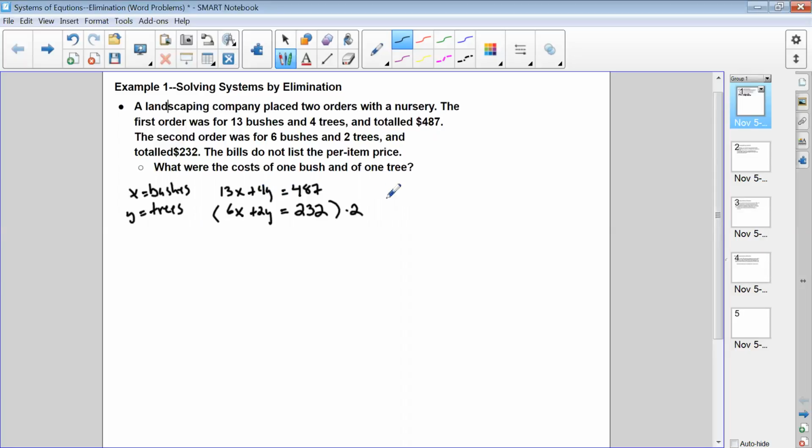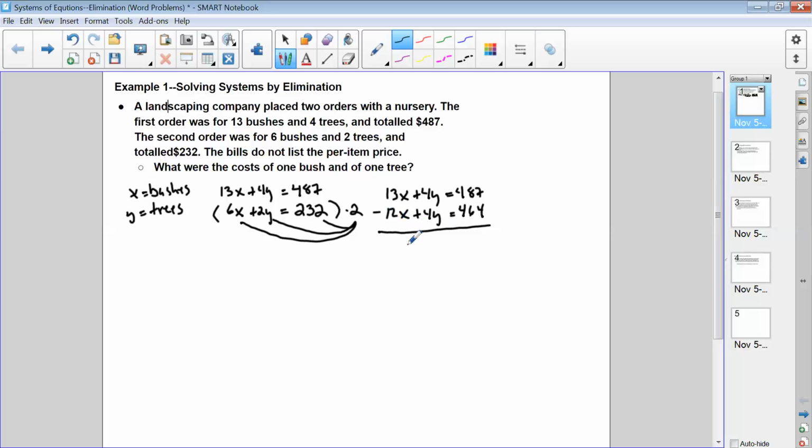So I've got 13x plus 4y is equal to 487. And here I'm going to get, remember you're going to multiply 2 to every term, 12x plus 4y is equal to 464. And then the question is, do I add or subtract these? I'm going to subtract because the signs are the same.